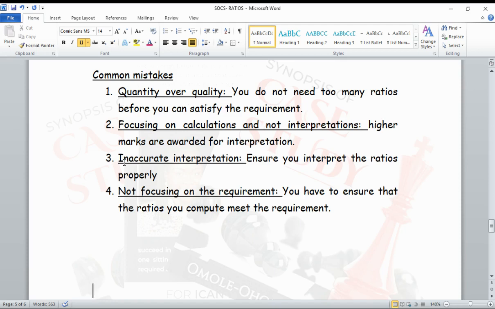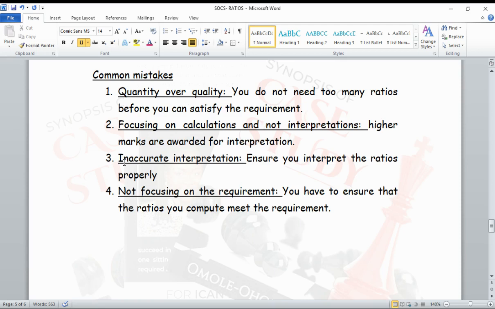The next one is inaccurate interpretation. You have to interpret the ratio properly. Do you get? And how can you interpret it properly? I've given you an acronym, which is the FIC, and I'm also giving you the uses. So the uses of the ratios or the purpose of the ratio can also be used to interpret it as well.